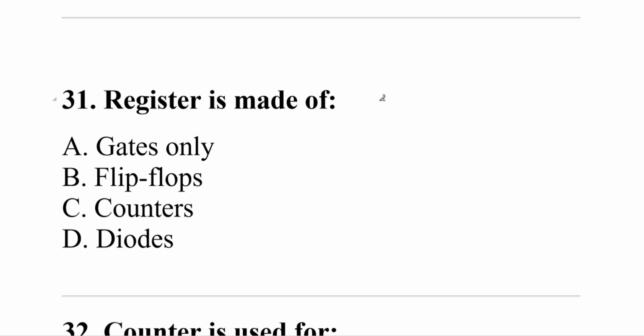31, that is register is made of option A gates only, B flip-flop, C counter, D diode. And the correct answer is option number B, that is flip-flop. Question number 32.